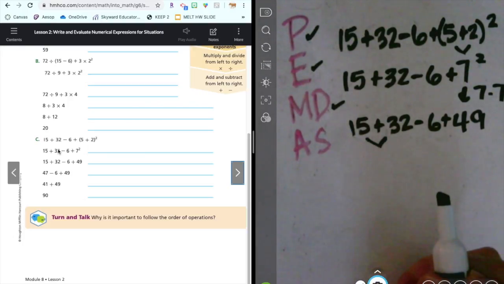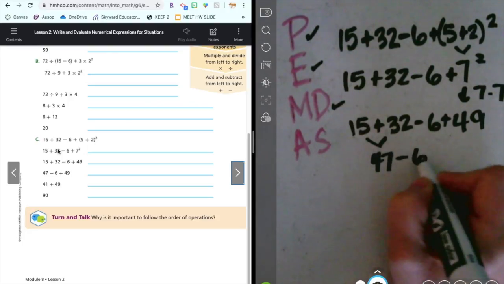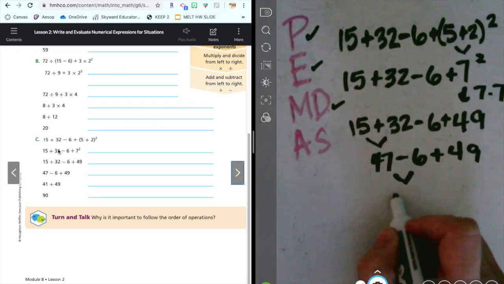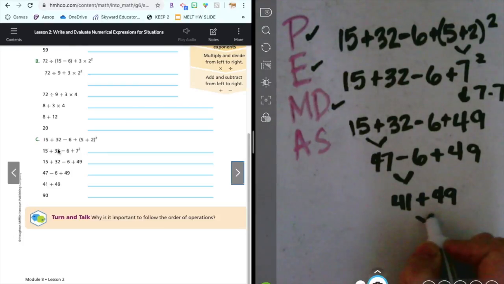15 plus 32, 47. Bring down the rest of my problem. Now we'll subtract 6 and get 41. Bring down the rest of my problem. And then add those up and you get 90.